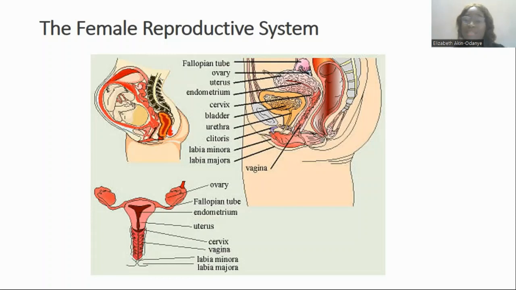So once it gets fertilized, it gradually moves and finds its way into the uterus, where it is attached to the wall of the uterus, or the endometrium, that has already been prepared by the progesterone produced from the corpus luteum.